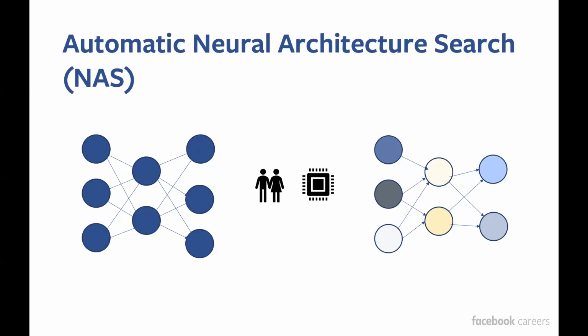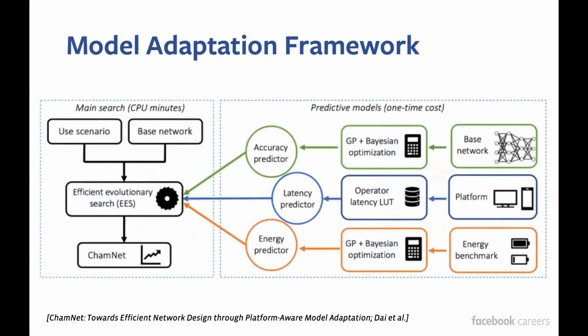So automatic neural architecture search deals with this problem. Instead of doing human-based search, you use computers to help you find better networks. So you use machine learning to search for machine learning architectures. On this end, we have done two works towards this goal. One is a model adaptation framework. So what is a model adaptation framework?